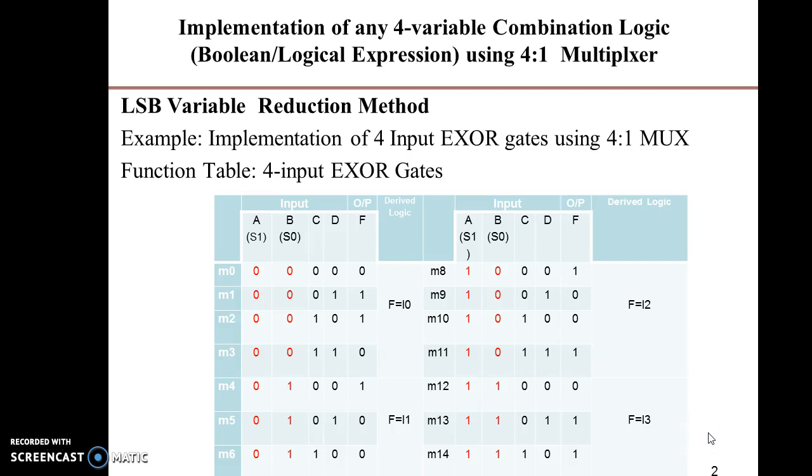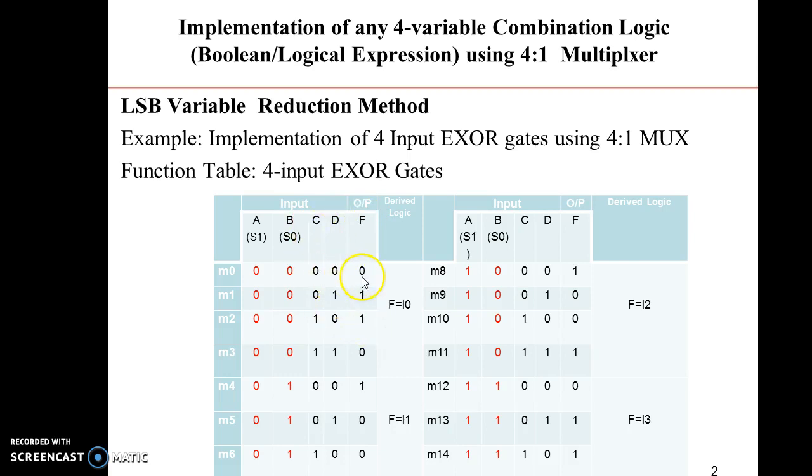So how are we going to get these merged? By inspection of this function table of the 4 input XOR gate, I can easily derive the logic corresponding to the I0 data input pin, I1 data input pin, I2 data input pin, and I3 data input pin of the 4:1 multiplexer. So here I am going to make A and B the select inputs, and this is the first select input combination of the 4:1 multiplexer, 0 0. For that I can find the relationship of the C and D variables with respect to F.